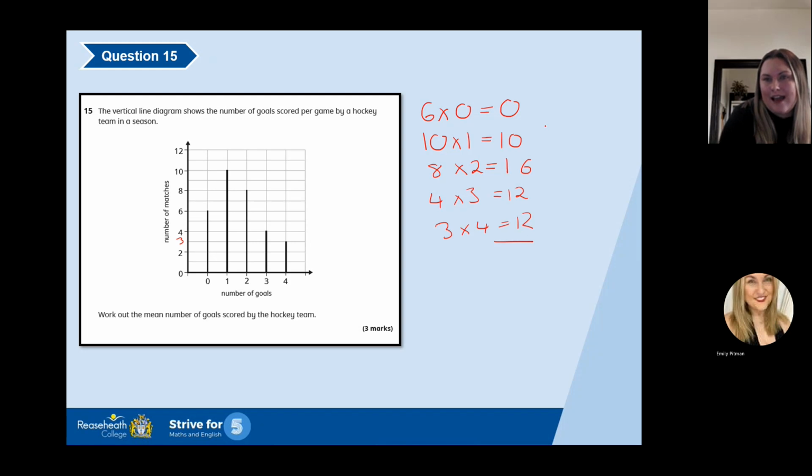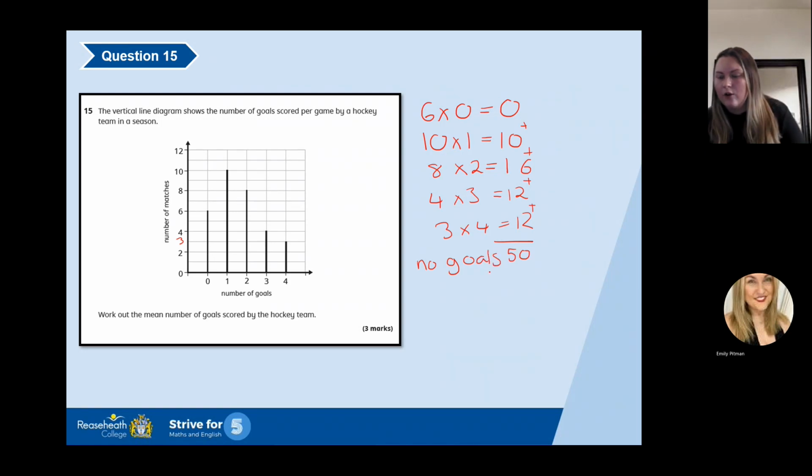I then need to add all of these numbers together. So I'm going to do that on my calculator, and it will give me 50. That is the number of goals throughout the whole season. Okay. What I then need to do is divide that by the number of the matches.